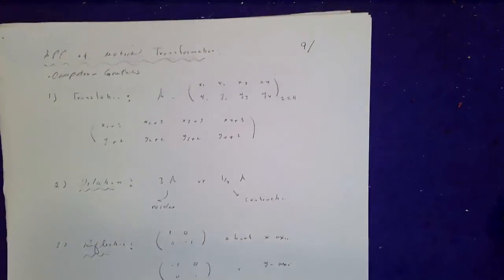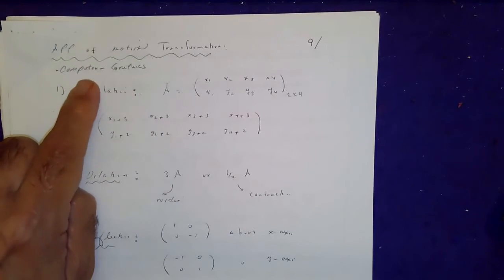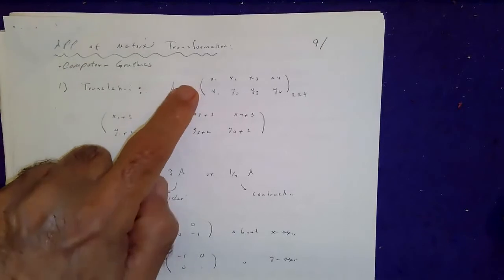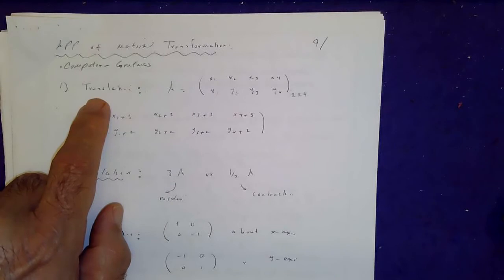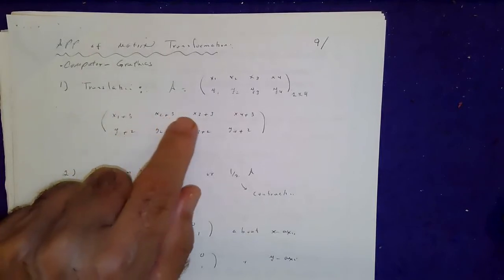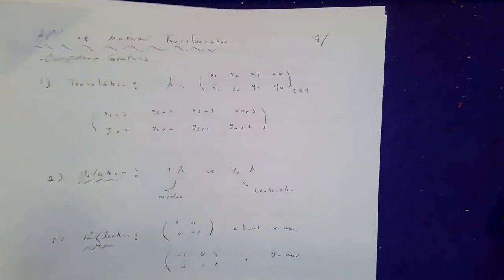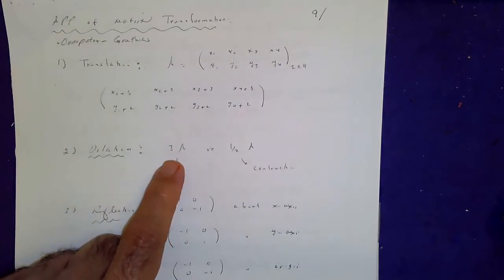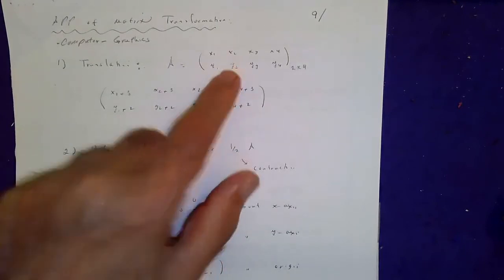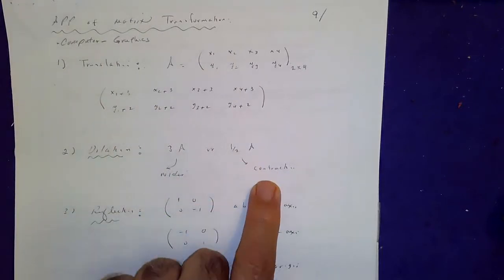What would be the application of matrix transformation in real life? Well, they use it in computer graphics. If you have, let's say, a 2 by 4 matrix, you can translate by, let's say, adding 3's to x's and 2's to y's. That's called translation. You can do dilation. That means if you multiply the matrix by a scalar, 3, that makes this matrix wider. If you multiply it by 1/2, that makes it a contraction.